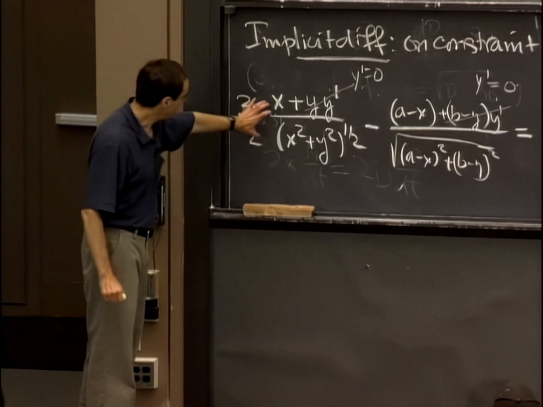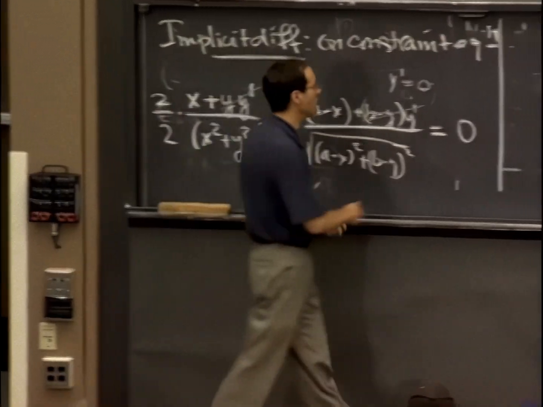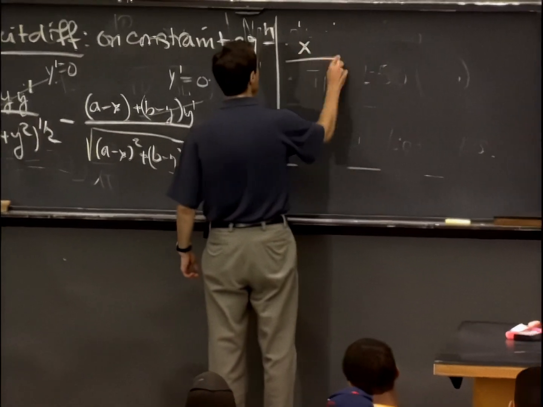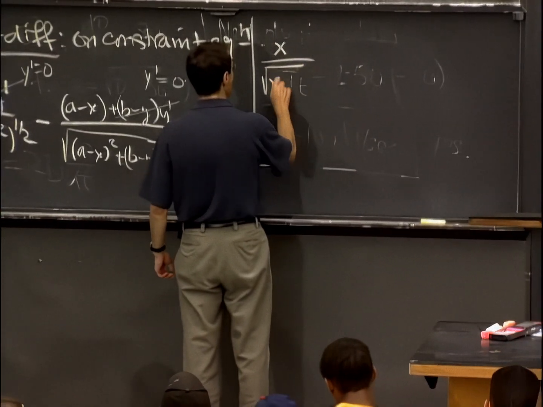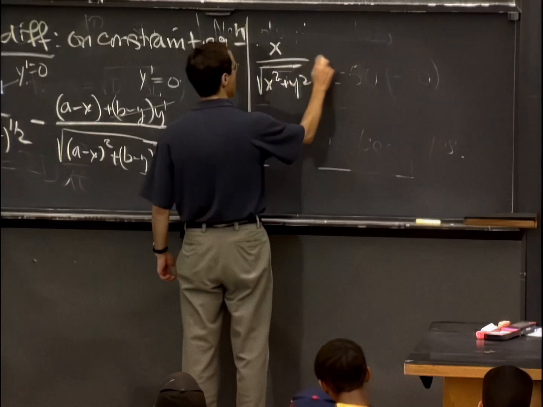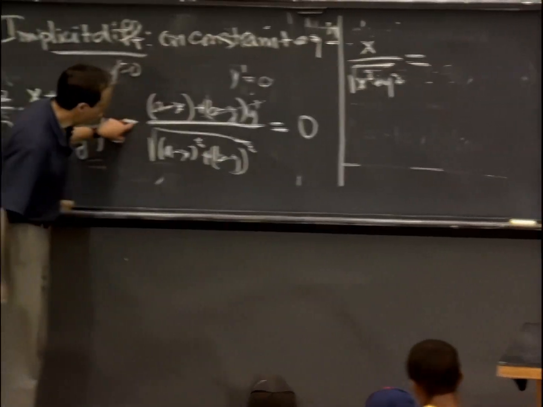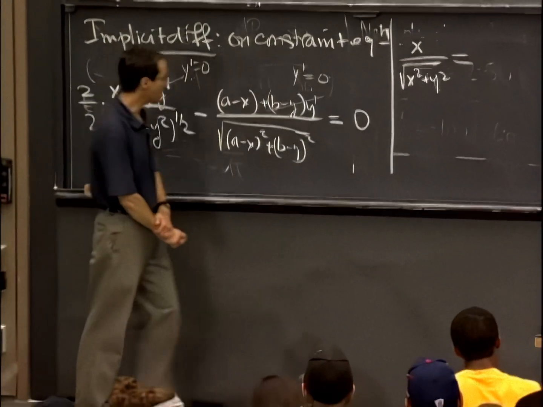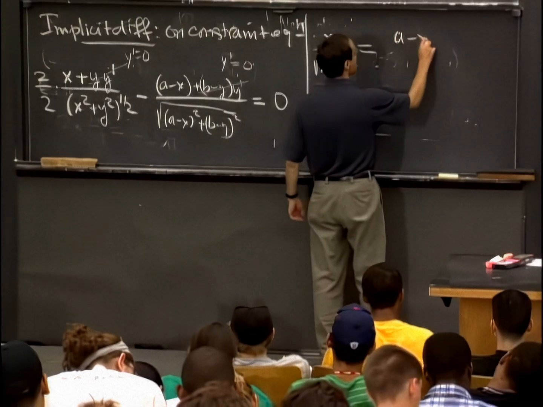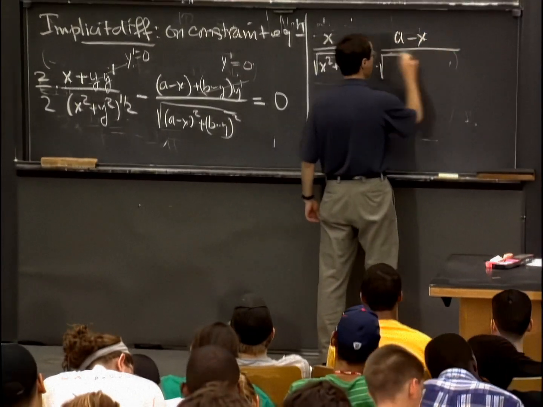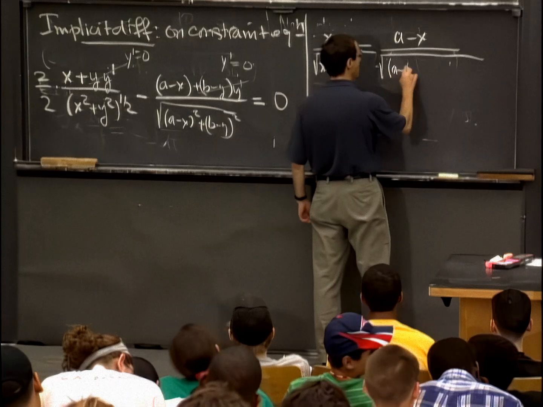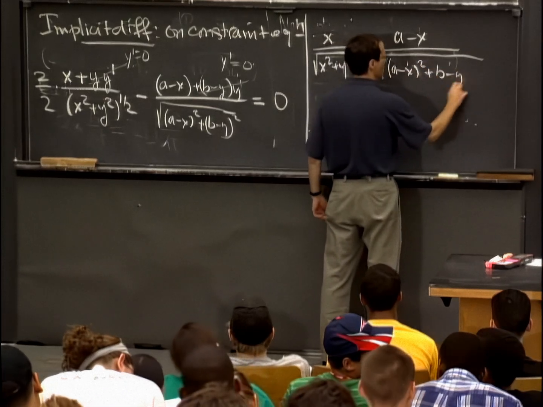And now what we have is the following equation. It's x divided by the square root of x squared plus y squared is equal to, if I put it on the other side, the minus sign is changed to a plus sign, a minus x divided by this other massive object, the square root of a minus x squared plus b minus y squared.